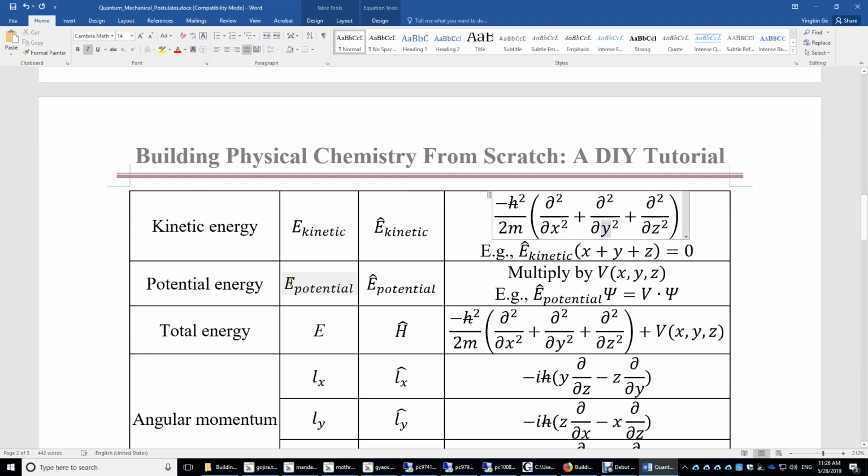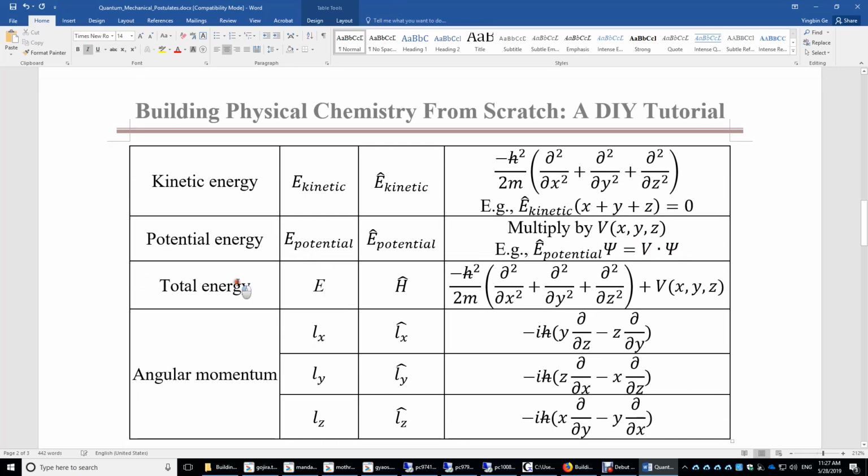Potential energy. So this is the notation in classical mechanics. This is the notation in quantum mechanics, simply with a caret on top that indicates this is our operator. And sometimes we use V as the potential energy. Potential energy is usually a function of the position of the particle, and that's x, y, and z. And if we apply a potential energy operator to a wave function, that's equivalent to the multiplication between that wave function and the potential energy function.